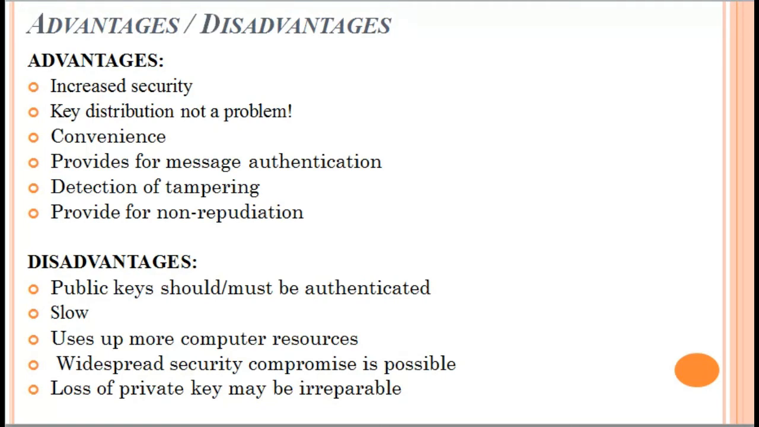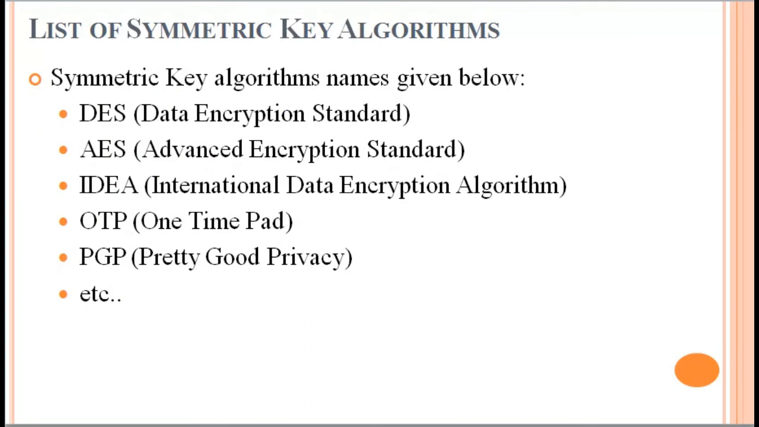Now here is the list of symmetric key algorithms that we use for encryption and decryption nowadays. DES, Data Encryption Standard. AES, Advanced Encryption Standard. IDEA, International Data Encryption Algorithm. OTP, one time password. PGP, Pretty Good Privacy. RC4 and RC5 etc. are the algorithms that we use for symmetric key encryption.